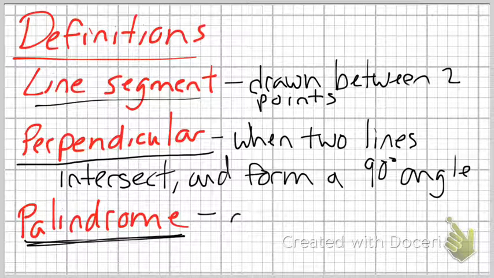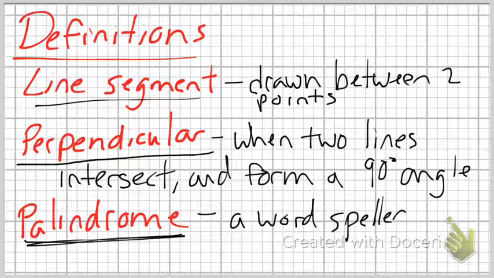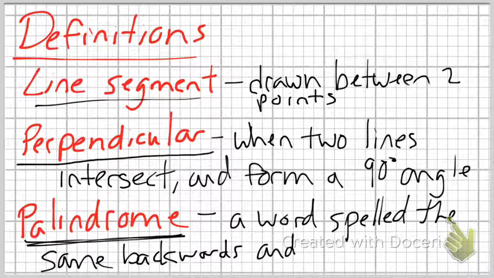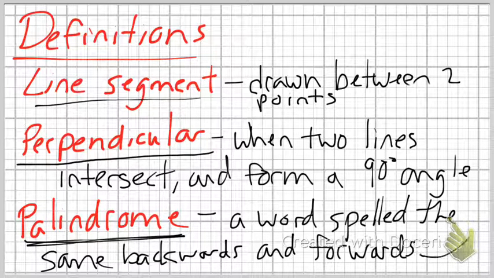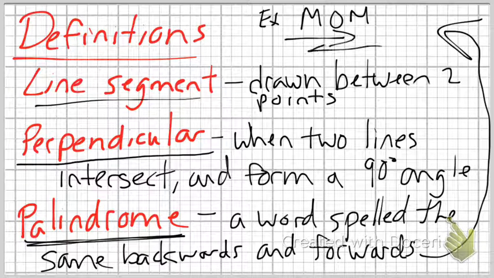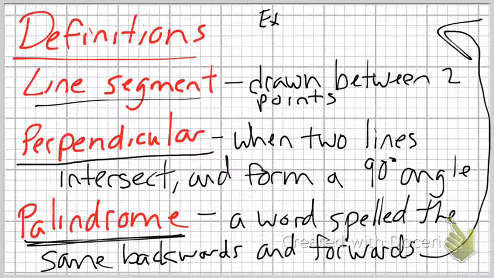A palindrome is a word spelled the same backwards and forwards. Now at this point you're not going to be able to see down here, so I'm going to draw a line up here. For example, mom. Mom is M-O-M. Doesn't matter if you spell it this way or this way. It's always going to be M-O-M. Same with dad.